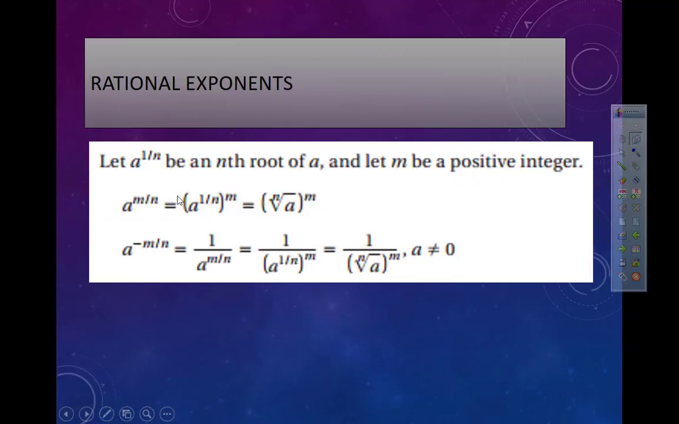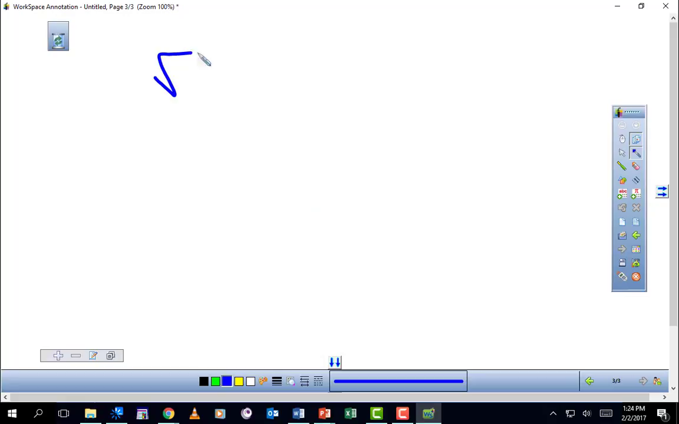So these are a couple properties that we have, and they're the same properties we had before, except now we're going to be dealing with fractions. I'd like to explain why we have fractions now. So let me take a little side trip for a second. The square root. If I have the square root of x, this is what we call radical notation. Radical.